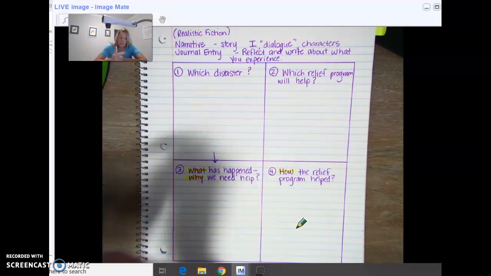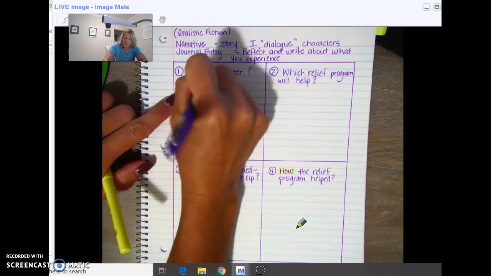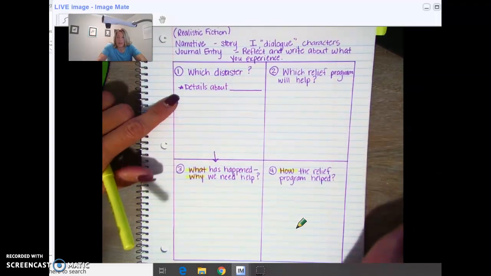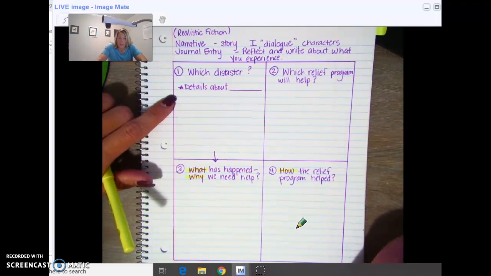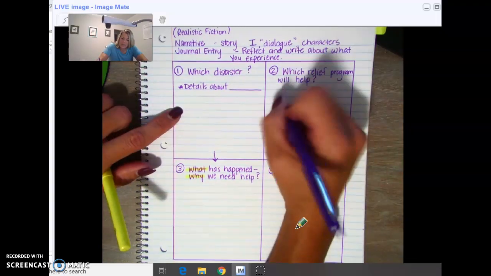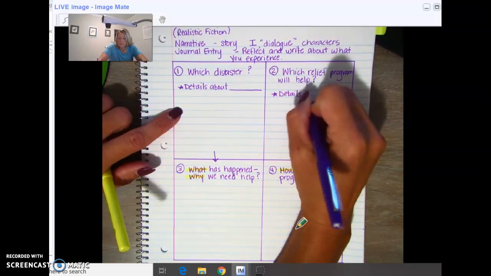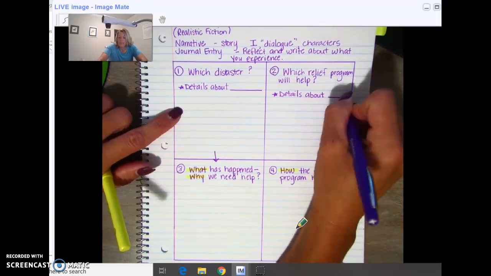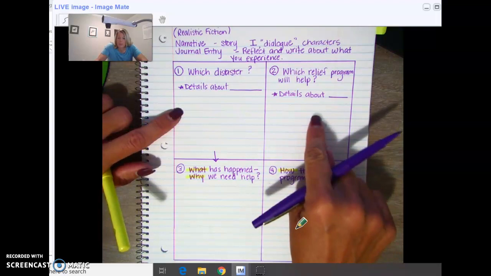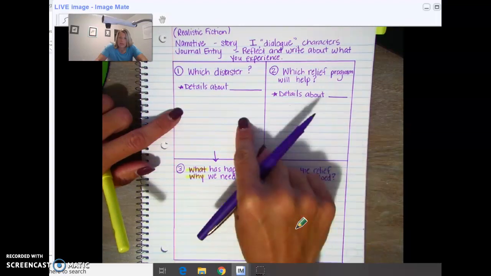So we're going to need to know some details about the disaster you had. What happens when that disaster happens? Because if you tell me that a hurricane happened, but then you give me details about an earthquake, that's not going to make sense, right? I need details about my relief program so that I know what their purpose is, what their job is, and how they're going to help. Is how this relief program helps? Does that match the natural disaster that I've picked? If not, we may need to pick a different relief program.